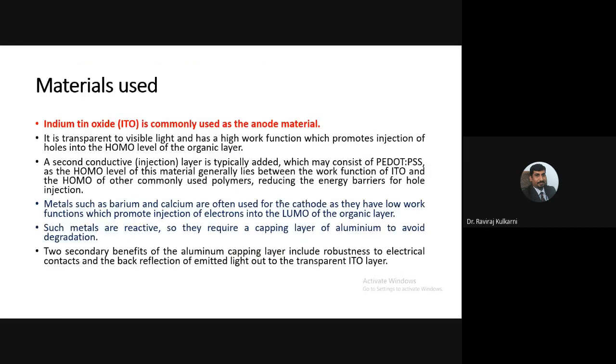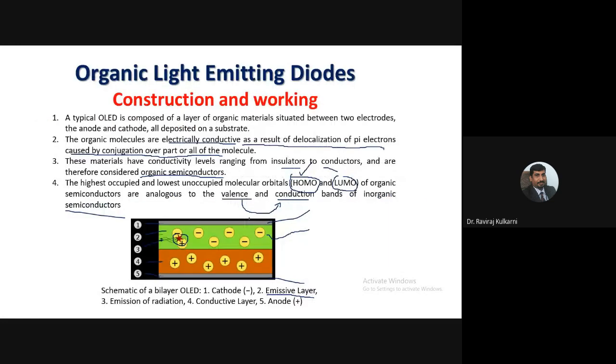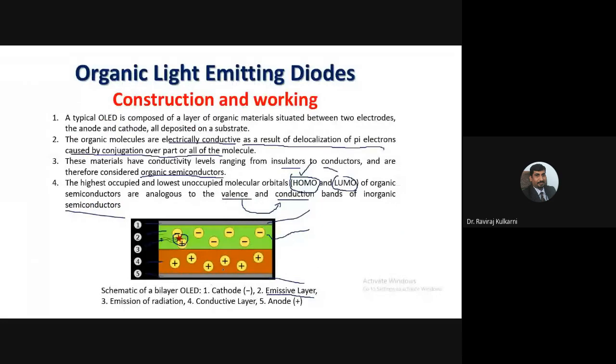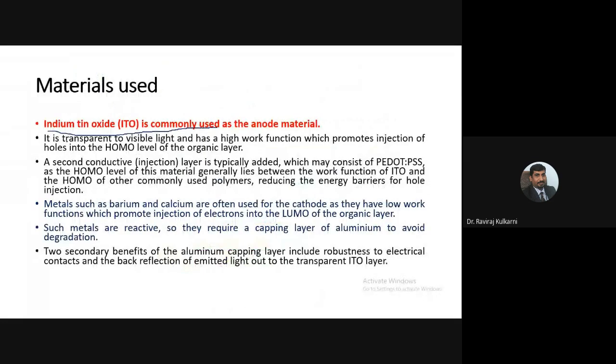So for materials, I mentioned the anode. What do we use as the anode? It's usually indium doped tin oxide. We use conducting glass here. It's transparent to visible light and has a high work function, of course, which promotes injection of holes into the HOMO level of the organic layer.